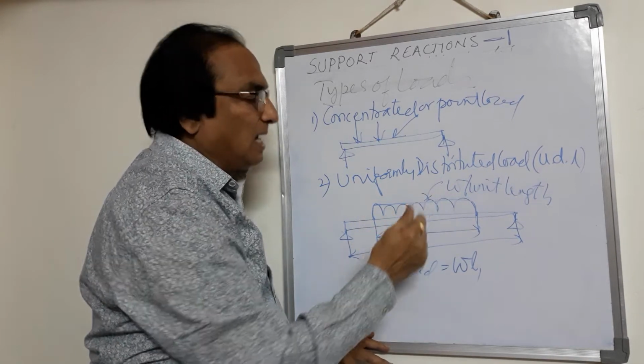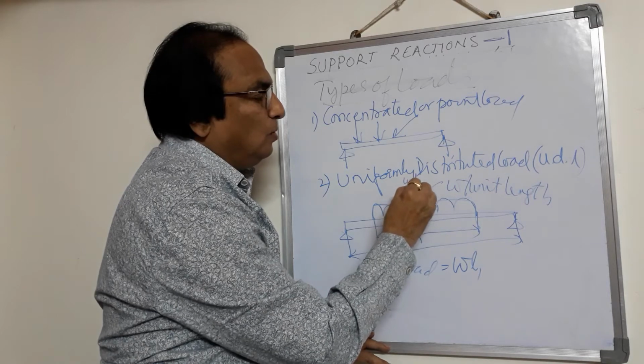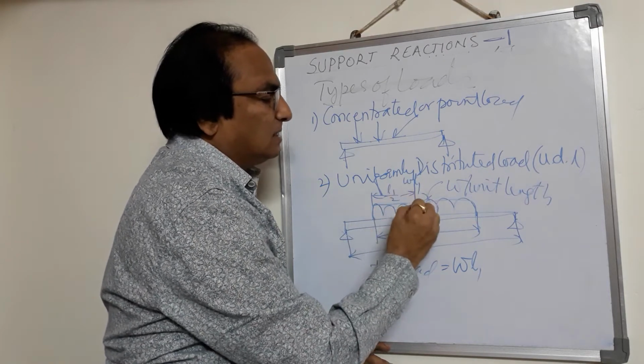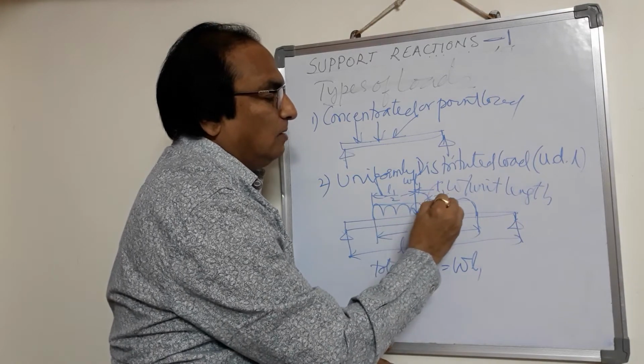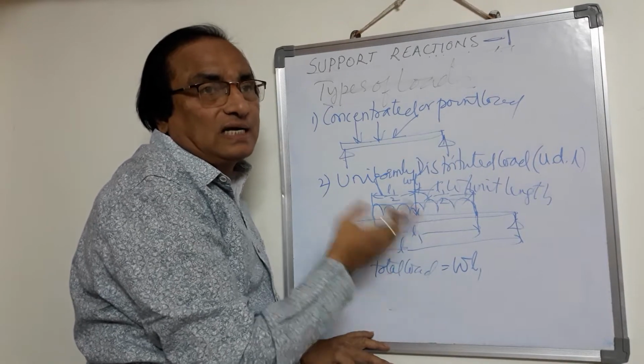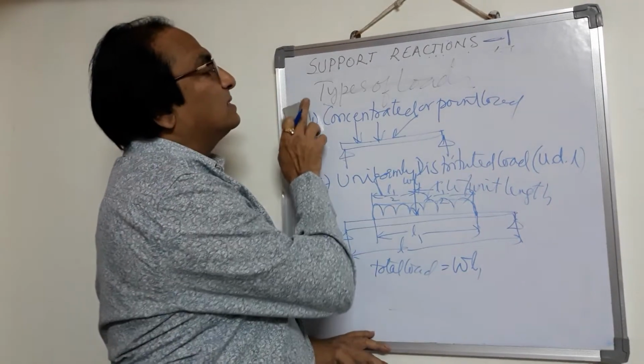Where is this going to act? This is going to act at the centroid. So this is total load WL1. So this distance will be L1 by 2, and this distance will also be equal to L1 by 2. It will be acting at the center, because centroid of the rectangle is at the center only. This is the second type of load we see.